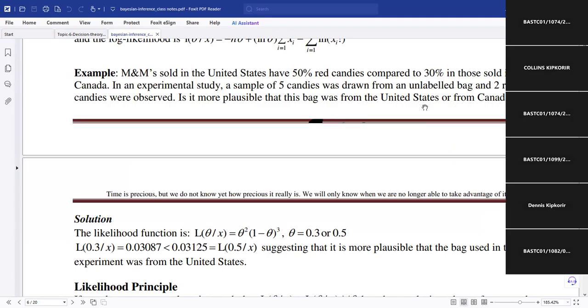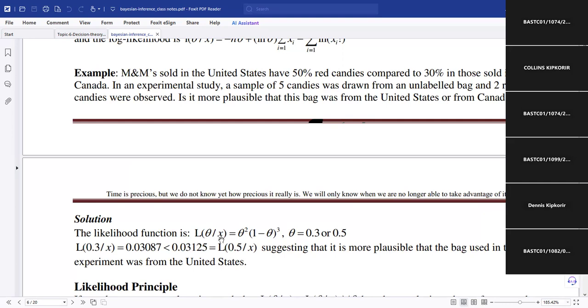So it has 2 alternatives. It's either from the United States or it is from Canada, meaning it is a two-way thing, which could follow a Bernoulli kind of probability. That is why this likelihood has been obtained based on the Bernoulli probability. So the likelihood function L theta given x has been given as theta squared times 1 minus theta raised to power 3, with theta defined to be 0.3 or 0.5 based on where it is coming from.